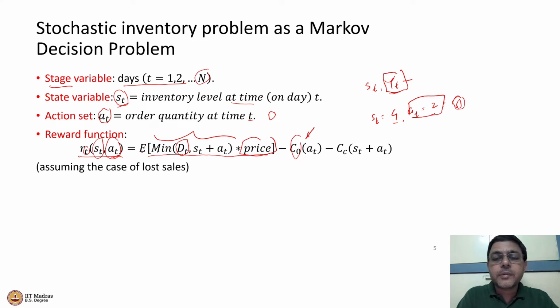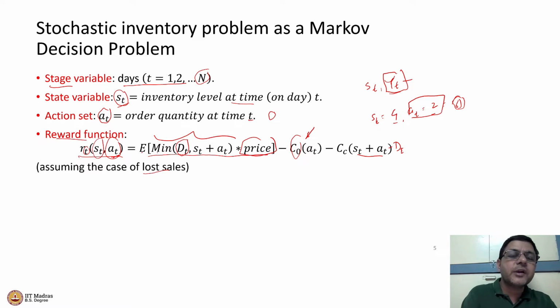How much? Sorry, this is a mistake here. This should be s_t plus a_t minus d_t, right? We discussed that. How much inventory do I carry? I carry s_t plus a_t minus d_t amount of inventory in my warehouse, right? And I don't allow this stock to become negative, and therefore we are considering the case for lost sales, right? So that's the reward function.